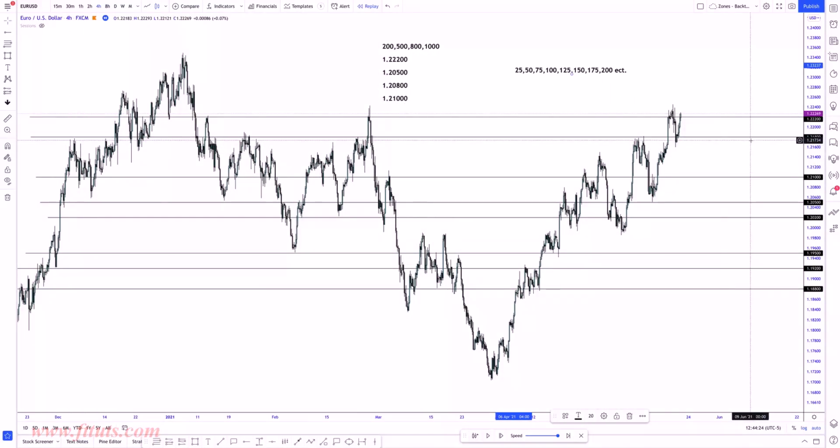Another example down here, 1.21800. Again, that 800 level. You can see price tested here as resistance, broke above, tested as support, broke below, tested here, faked out, broke below, tested here, tested again, broke above, and then tested as support.